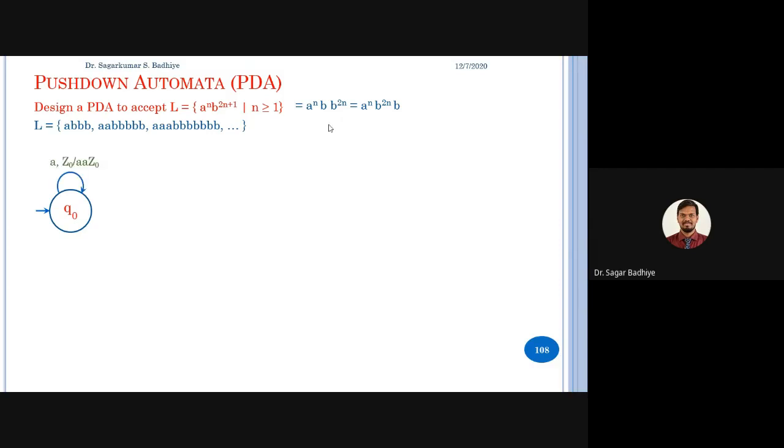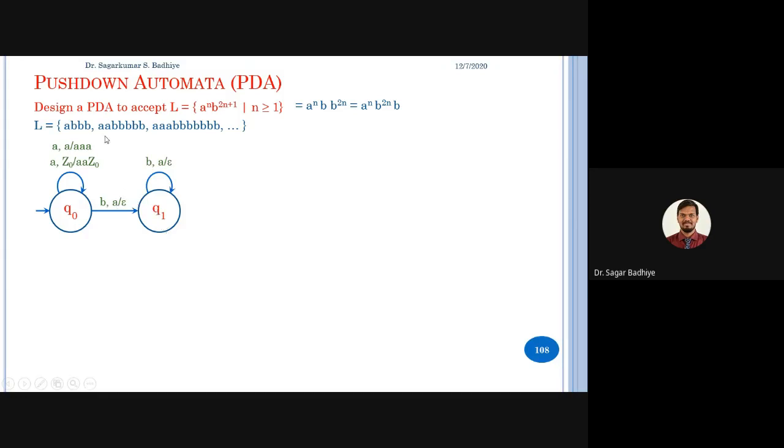So as a is in the input and top of the stack is Z0, we will be pushing two a's on the stack. If a is in the input and a is on the top of the stack, again we will be pushing two a's on the stack, right? So these are the first. For reading all a's, a single a will push two a's, right? Then if b is there, the first b will be skipped, right? So for every b that would be there, we will be popping, because there are twice the number of a's on the stack, right? 2n number of a's on the stack. Then for all these b's we will be popping a from the stack, right?